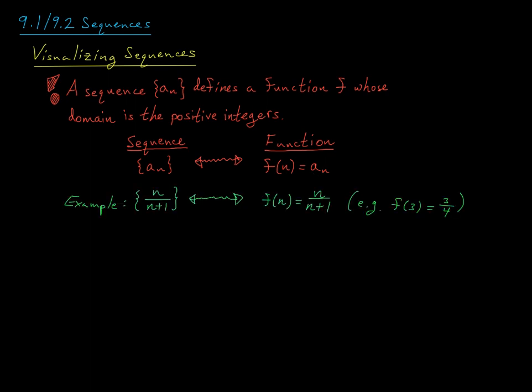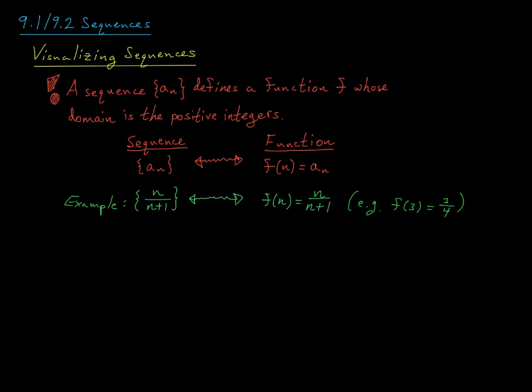So as an example of this, if I have the sequence whose nth term is n over n plus 1, right, this defines the function f, where f of n is just n over n plus 1, right? So, for example, f of 3 would just be 3/4, just plugging in 3 for n, and that's just telling me that the third term of this sequence is 3/4, right? So the input is really just the index, and the output is just the associated term of the sequence, okay?